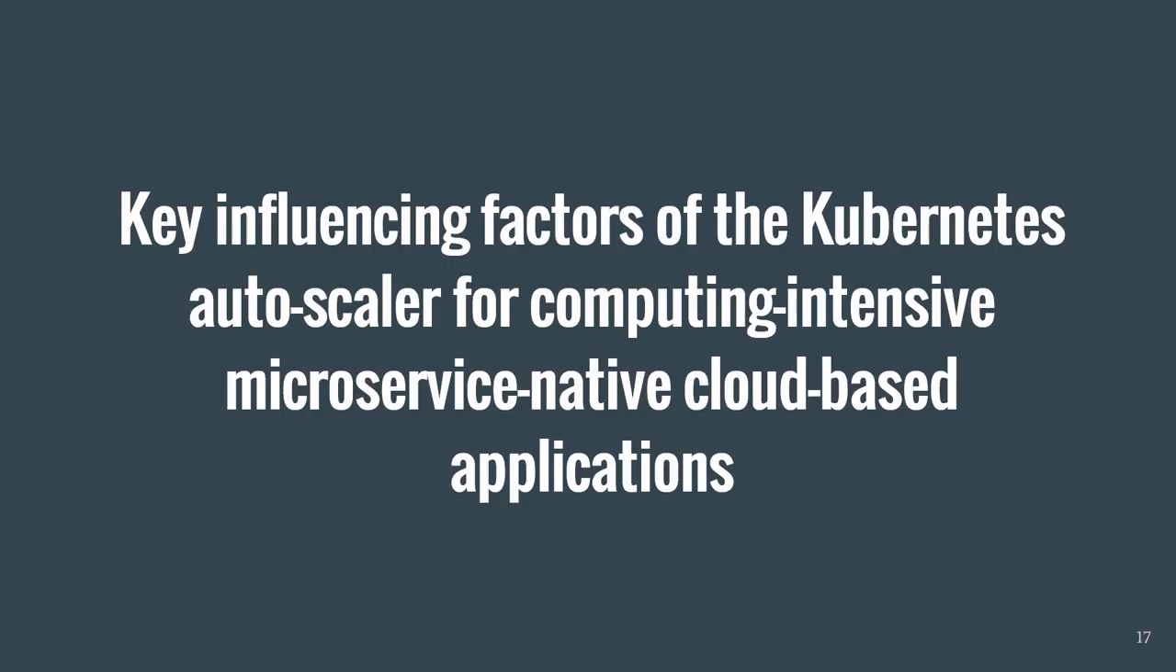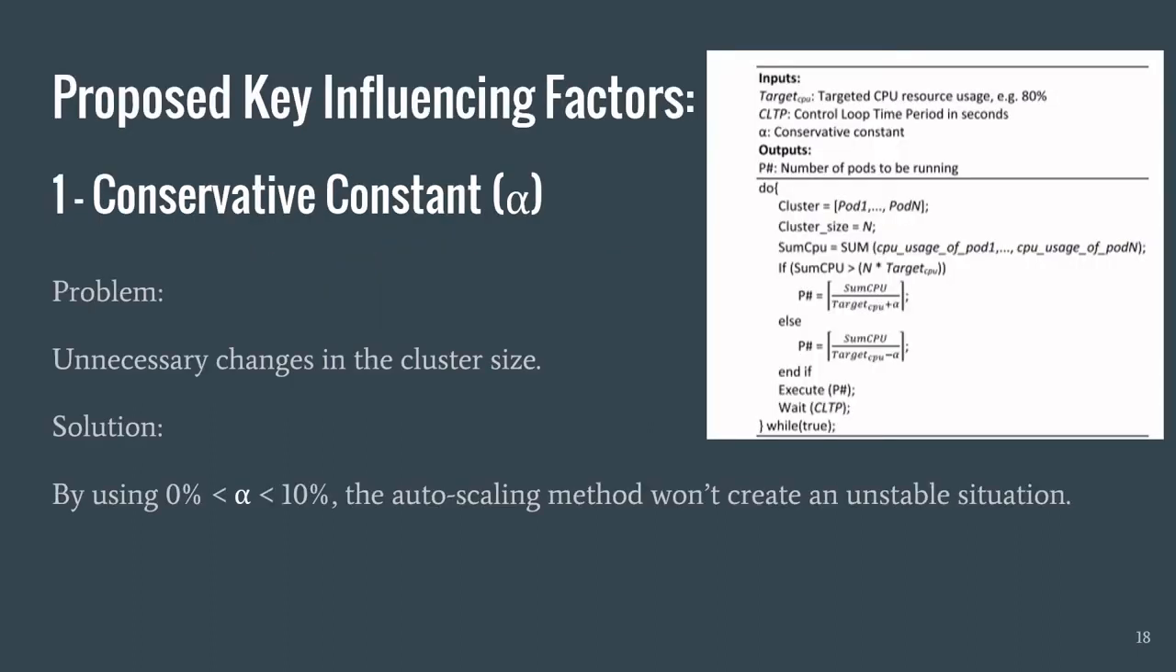The third and last paper has this huge title: Key Influencing Factors of the Kubernetes Autoscaler for Computing Intensive Microservice Native Cloud-Based Application. So the authors designated 3 key factors that imply a few tweaks to the algorithm in order to improve the Kubernetes system. The Kubernetes autoscaling approach is a control loop algorithm. It can increase or decrease the number of containers in order to make sure the average CPU utilization is at the target value of 18%.